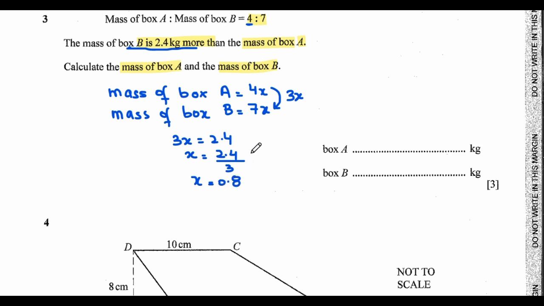Now to get the mass of box A, I will multiply x with 4, or 0.8 with 4, and I'll get the mass of box A. So 4 times 0.8 would be 3.2. To get the mass of box B, I'll multiply 0.8 with 7. So 7 times 0.8 is 5.6. So we have got the masses: 3.2 for A and 5.6 for B.